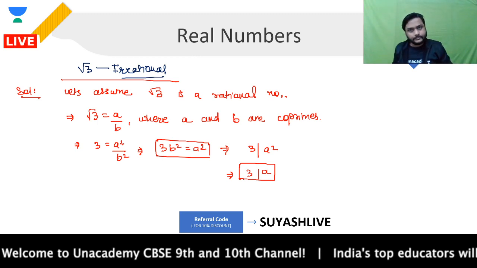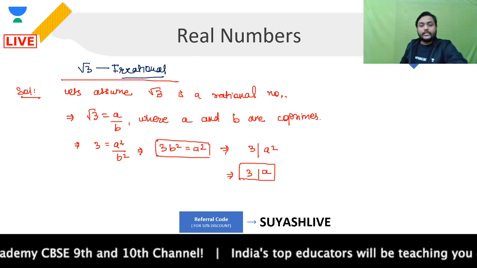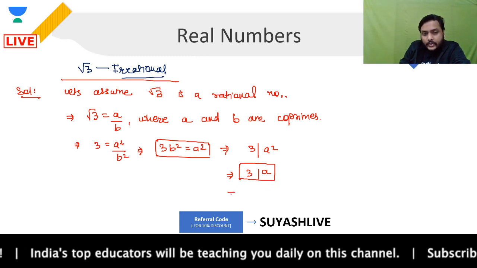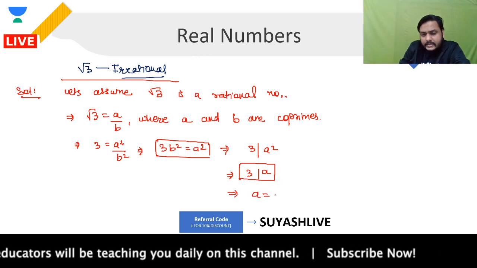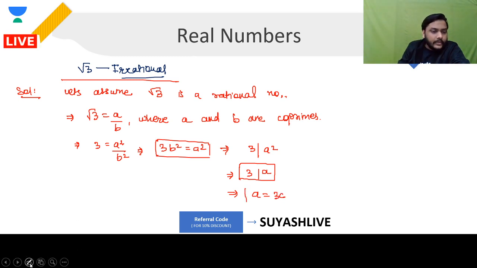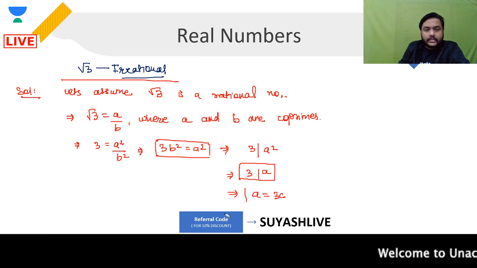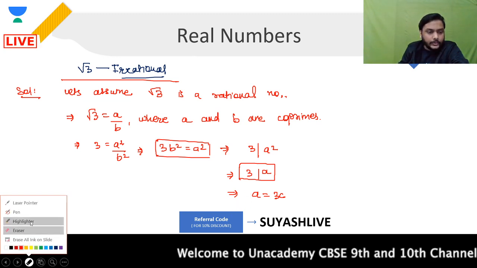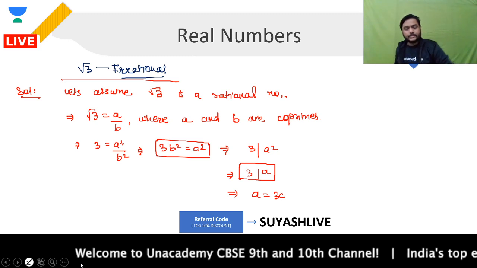Okay? And now, guys, when 3 divides A, what can you say? If 3 divides A, then you can say that A is equal to 3C. If 3 divides A, then A will be a multiple of 3, which means A will be equal to 3C. Okay? Let's proceed forward.